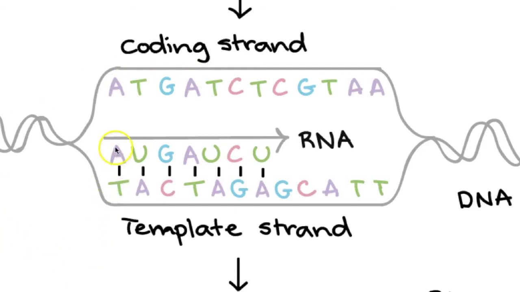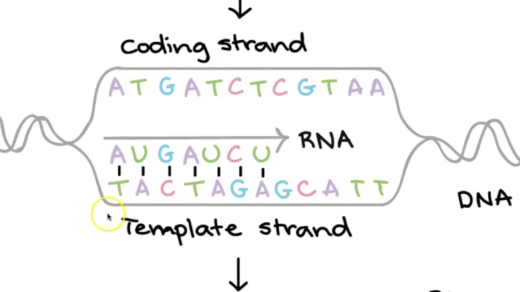And so it looks almost exactly the same. T's and U's are interchangeable. So we've got A, U, G, A, U, C, U. And so we're maintaining that exact same order. Your messenger RNA will look exactly like this coding strand.